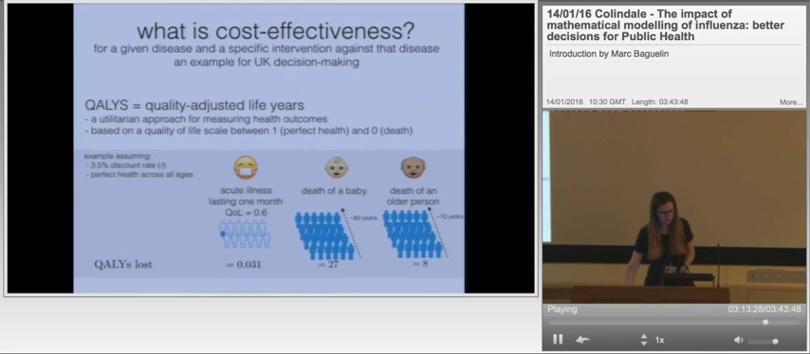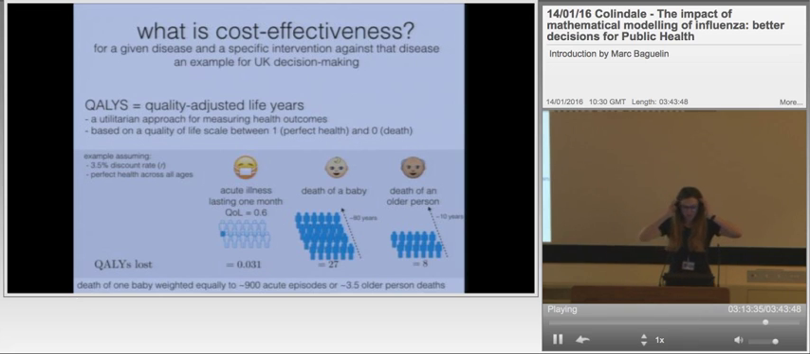So that's what we mean by cost effectiveness. This is a way to put everything on the same scale, so in this example, the death of 1 baby is equated to about 900 acute episodes, or about 3.5 older person deaths.